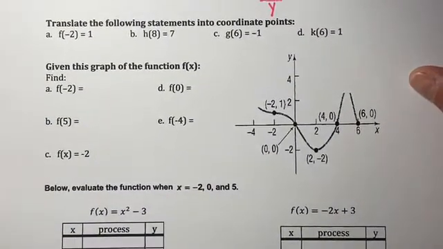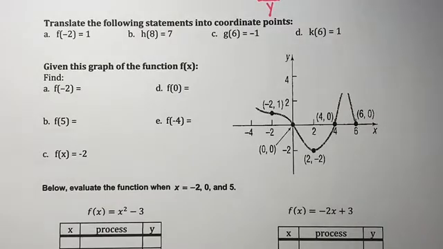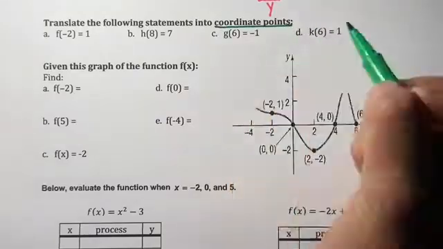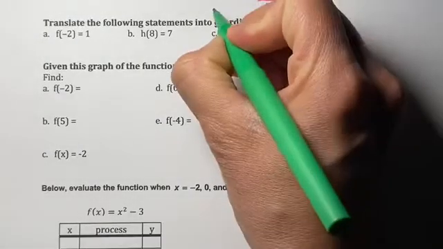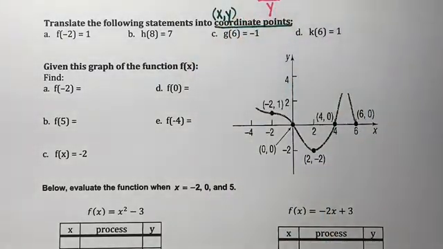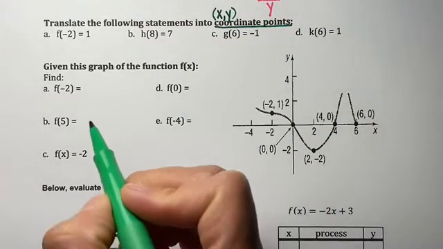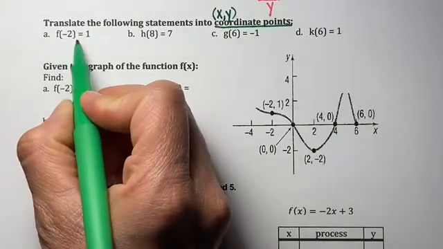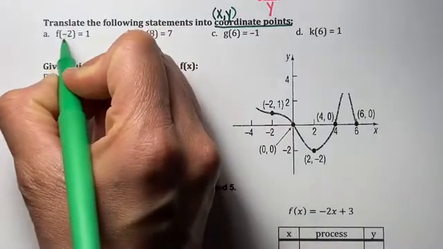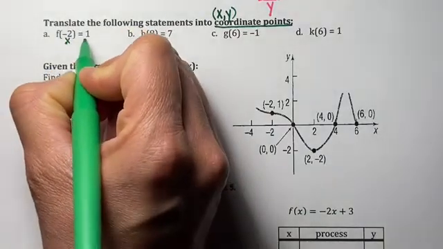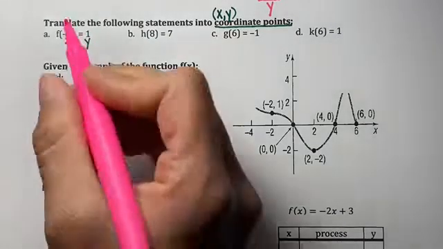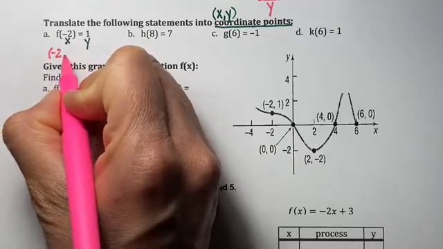Here we're going to translate the following statements into coordinate points. So we need to go back and remember, what are coordinate points? Coordinate points lie on a graph and we label it as x comma y. X is always that first value. So when we look at example A, f of negative 2 equals 1. We have to identify this number inside of the parentheses is our x value. Our output is y. So in order to write this as a coordinate point, all we have to put is parentheses negative 2 comma 1.